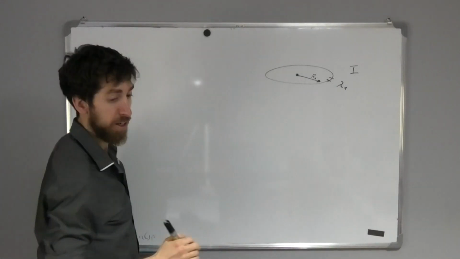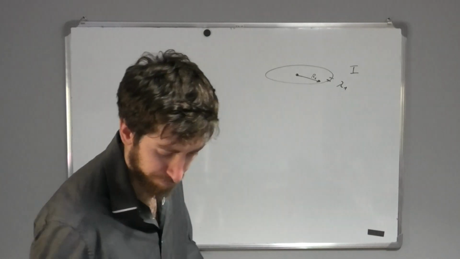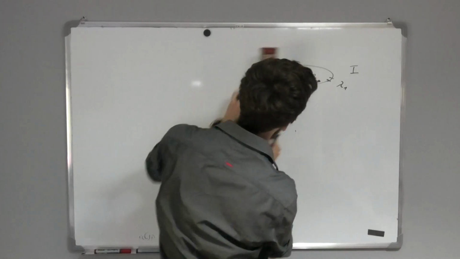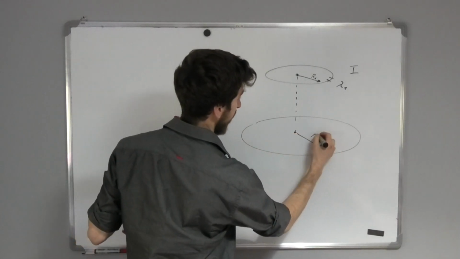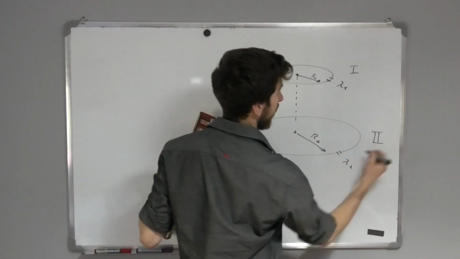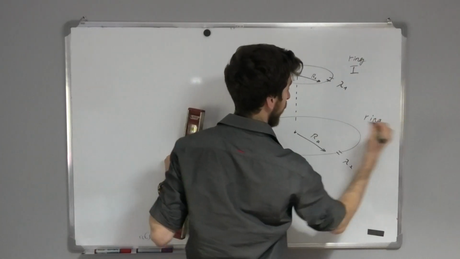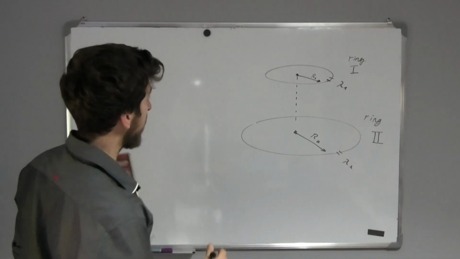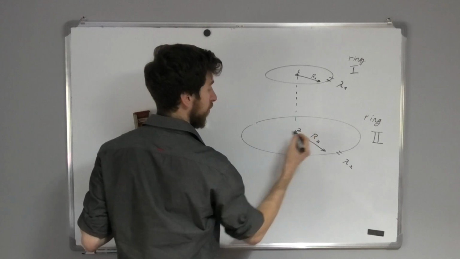And let's do another ring. The other one is on the same axis, which means on top of each other. So we have here another ring. Let's make it bigger, which has the radius R2, the charge density lambda 2, and let's call it ring 2. This is ring 1, this is ring 2, perfect. And let's denote this point 1 and this point 2, perfect.